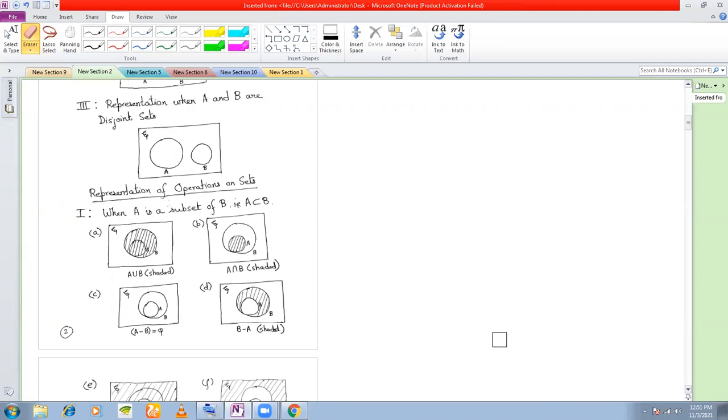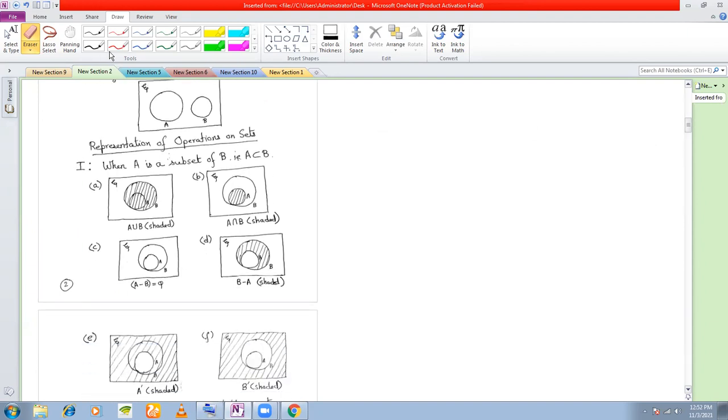Now, how do you represent them? If any two sets are given, as I said, there can be three cases. Either A can be a subset of B, or B can be a subset of A. That means one has to be the subset of the other. Or you can have overlapping sets, or you can have disjoint sets. So for each of these, how do we represent the set operations? First of all, we consider when A is a subset of B. This is the case we have considered here. When A is a subset of B, then how do you represent A union B? This is the way you represent A union B.